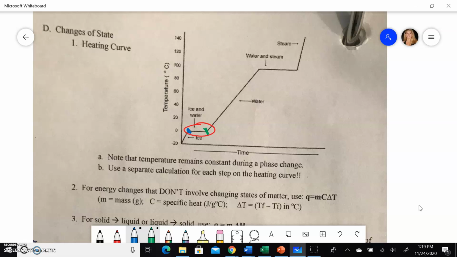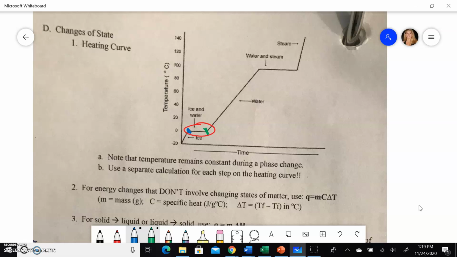But that's kind of hard for students to accept because it seems like when you're heating an ice cube that it should continue to get hotter the more you heat it, right? But it doesn't, because during the phase change, all of the heat is breaking those bonds. It's not actually speeding up the particles, and so the temperature doesn't change.